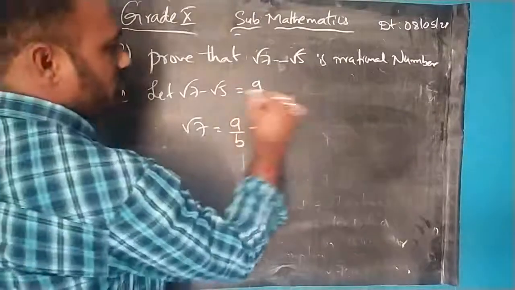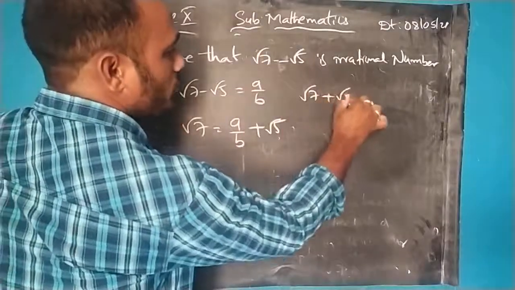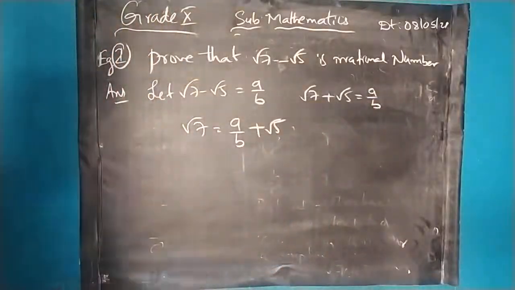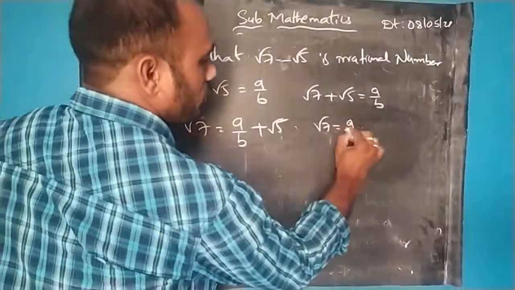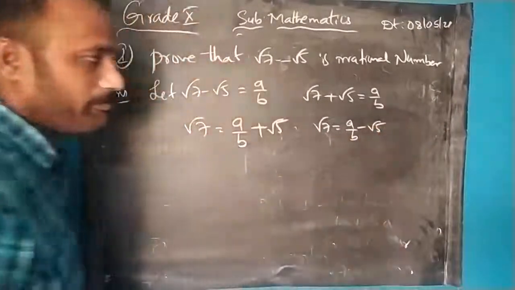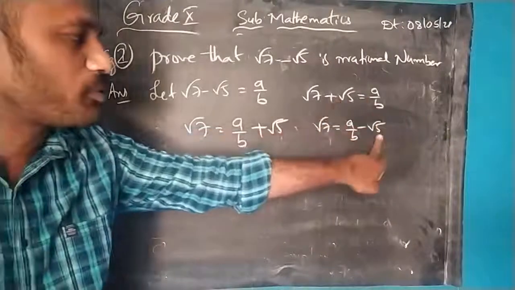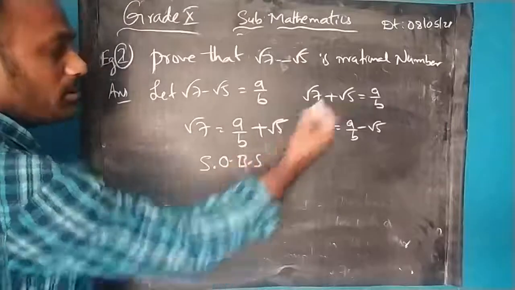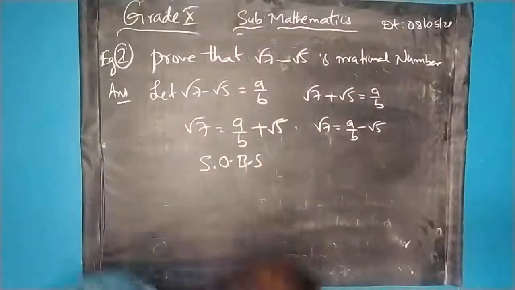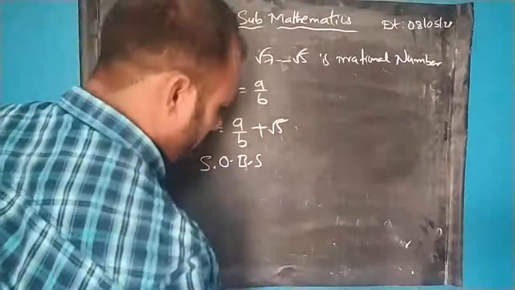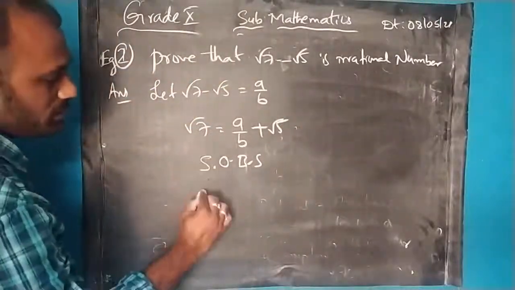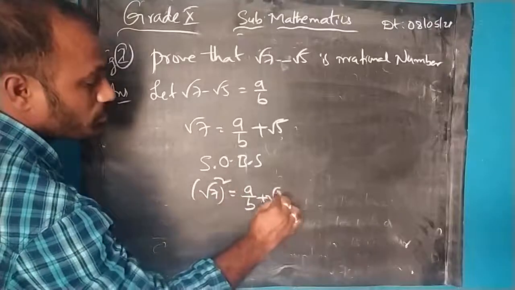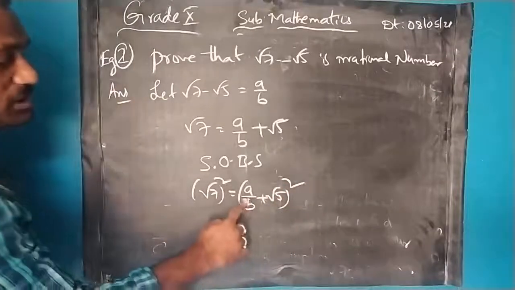Suppose the same question, if he is asking root 7 plus root 5 is equal to a by b, then we can transpose any other number. We have a choice. So root 7 is equal to a by b minus root 5, because if you are transposing plus root 5 to the other side, it will become minus root 5. Now the second step is squaring on both sides. That is another question; I have just given you a hint how to do that plus number. So squaring on both sides, root 7 whole square is equal to a by b plus root 5 whole square. So it is in the form of a plus b whole square.